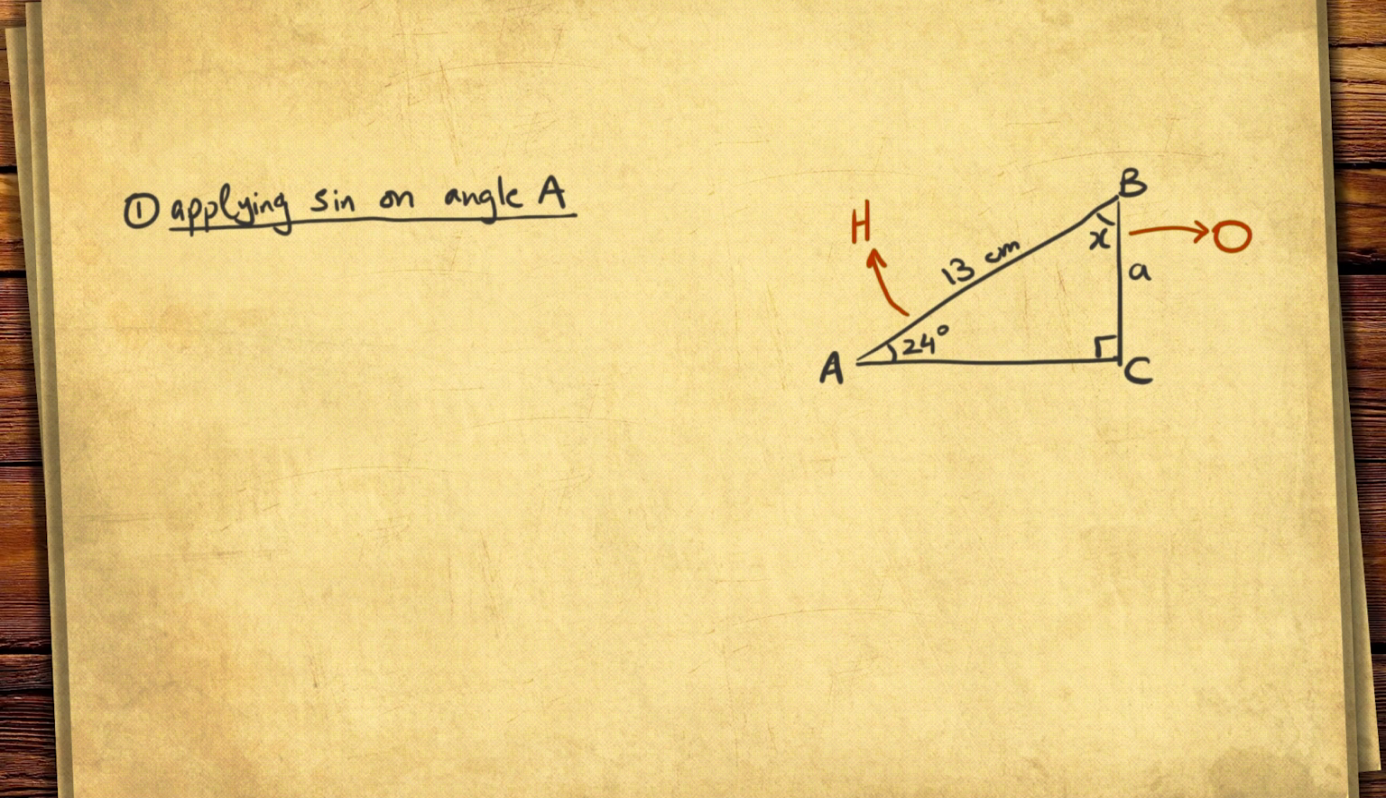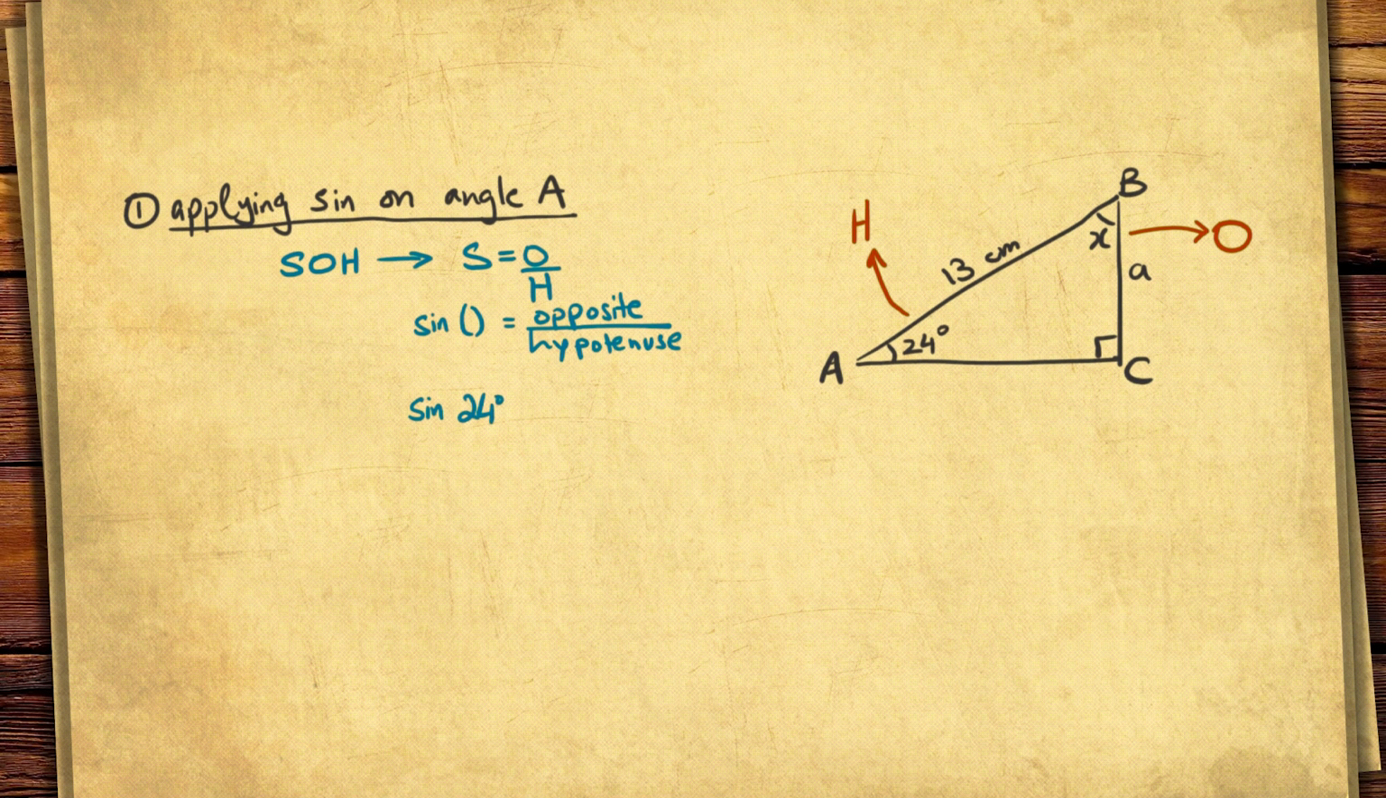From SOHCAHTOA you know that S equals O divided by H. And that means sine of any angle is equal to the opposite divided by the hypotenuse. Now we place the values for this triangle. Sine 24 is equal to the opposite side, which is a, divided by the hypotenuse, which is 13. We have made an equation using the sine ratio.